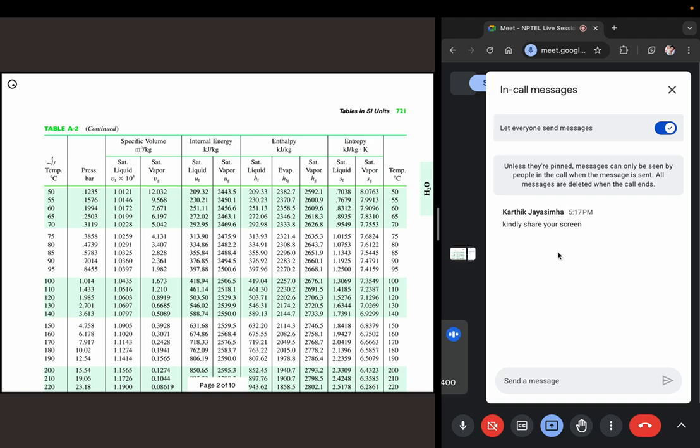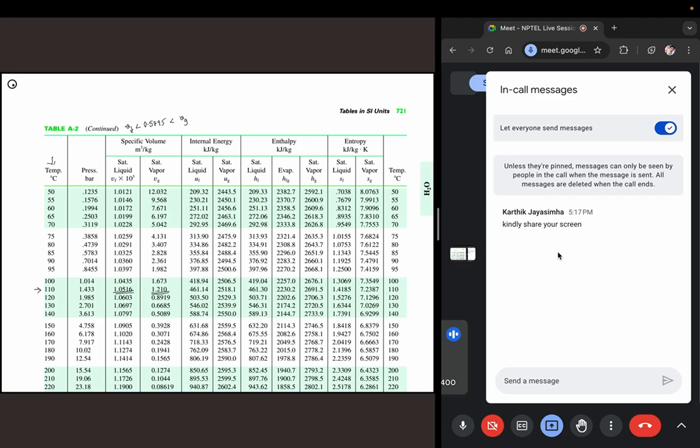So at around 111, I'll take this value as 110. At 110, my specific volume is 1.0516 into 10 to the minus 3, while the value that we got is around 0.5795. So this is less than Vg, somewhere between Vf and Vg.